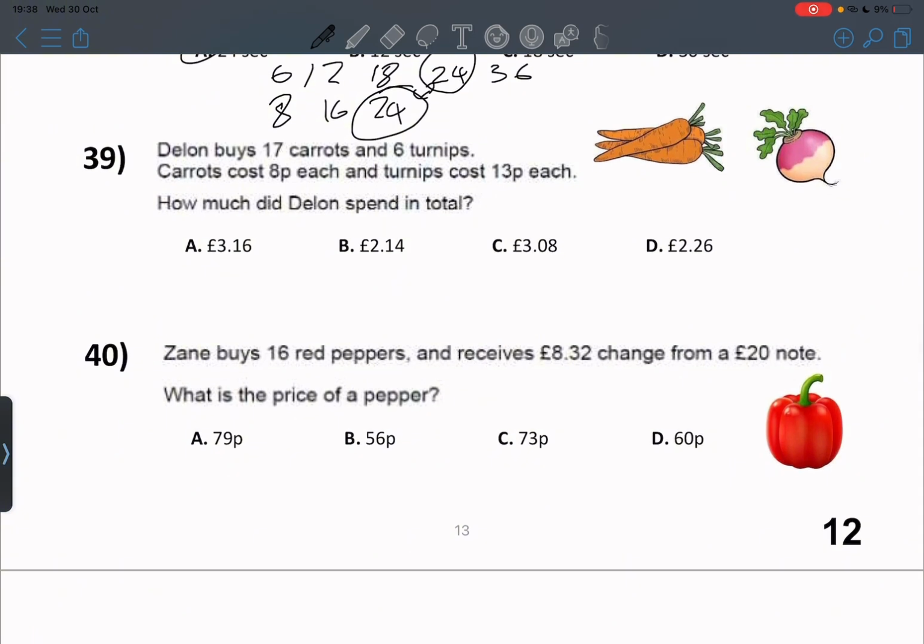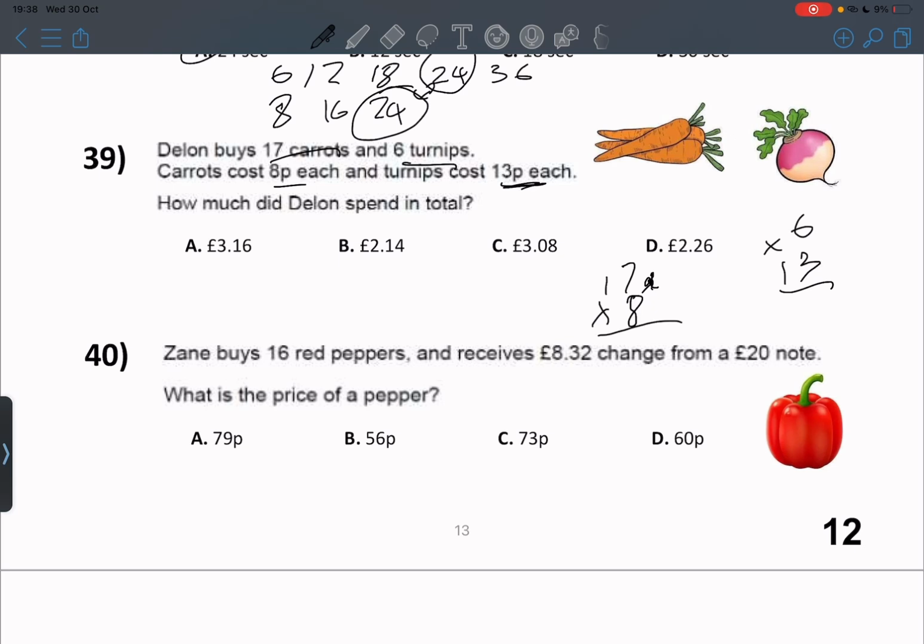Question 39. Dylan buys 17 carrots and 6 turnips. Carrots cost 8p each, and turnips cost 13p each. So, how much did he spend in total? If you do 17 carrots times 8, and then you do 13 times 6.